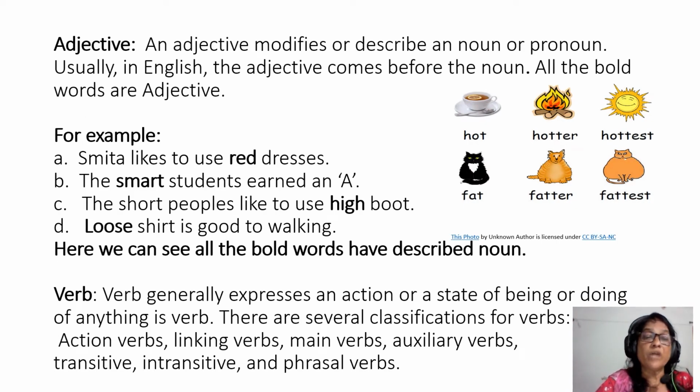We have learned about noun and pronoun. Now we will learn adjective. An adjective modifies or describes a noun or pronoun. Usually in English, the adjective comes before the noun. The bold words are adjectives. For example, A. Smita likes to use red dresses. B. The smart students earn an A. C. The short people like to use high boots. D. Loose shirt is good for walking. Here we can see all the bold words have described nouns.